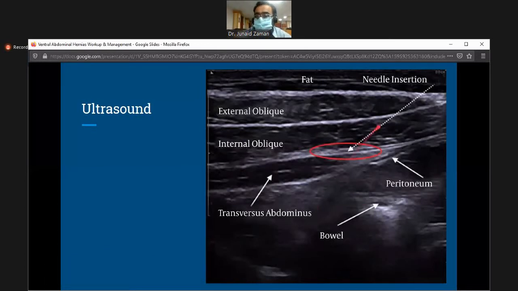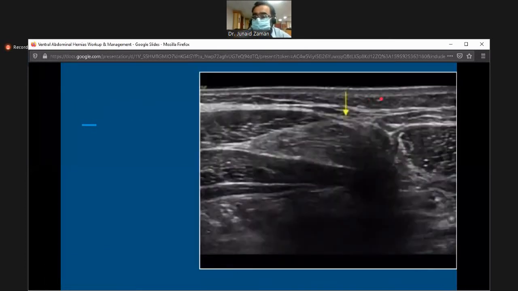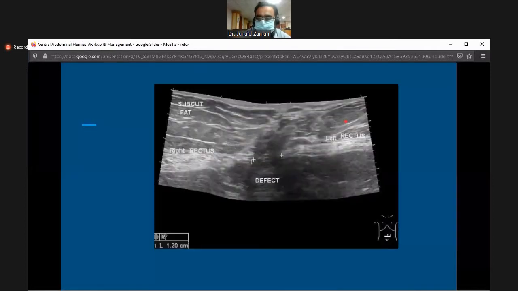Fine. So you will see normally these laterally and medially, these are continuous, but look at this picture and you can see something is coming right over here and going in between bowel loops right over here. I'll show you another picture so you guys get an idea.